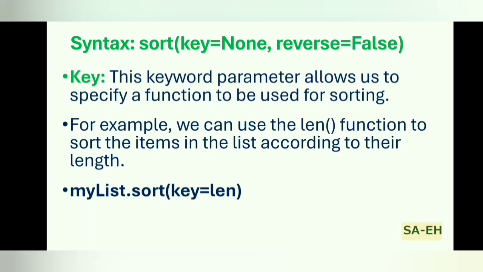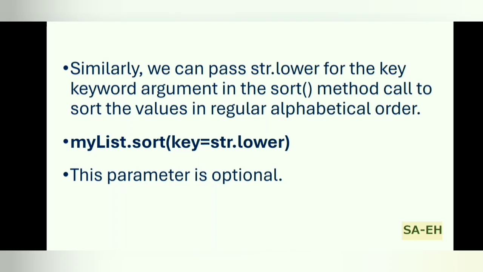Parameter key. This keyword parameter allows us to specify a function to be used for sorting. This function is used to specify the sorting criteria. For example, we can use the len function to sort the items in the list according to their length. myList.sort key equals len. Similarly, we can pass str.lower for the key keyword argument in the sort method call to sort the values in regular alphabetical order.